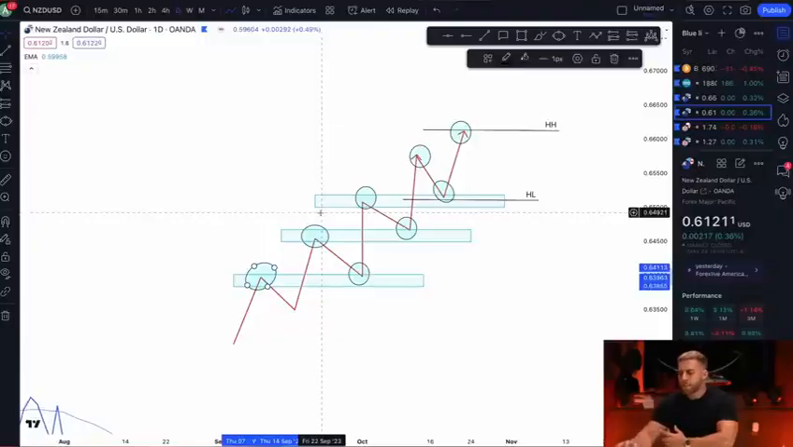So notice how market structure is created based off of support and resistance, and support and resistance is created off of market structure. They both work together hand in hand in order to create a trending market or to create a bearish market. Now, these levels of support and resistance happen everywhere throughout the charts.